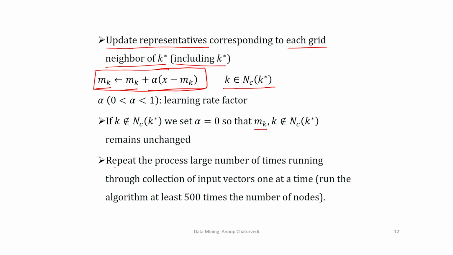Then we repeat the process a large number of times, running through the collection of input vectors one at a time. So, we present the observations one by one, and we repeat the process a large number of times. We run the algorithm at least 500 times the number of nodes.